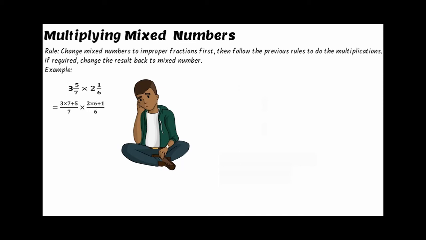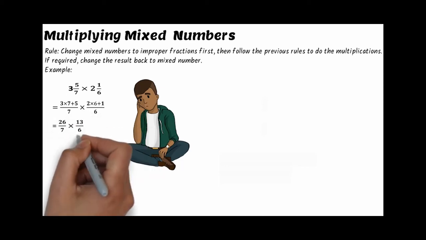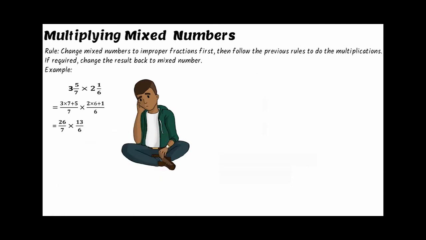Okay. So now we have two mixed numbers converted into improper fractions, and we're going to evaluate the numbers for the numerators. So 3 times 7 plus 5 is 26.